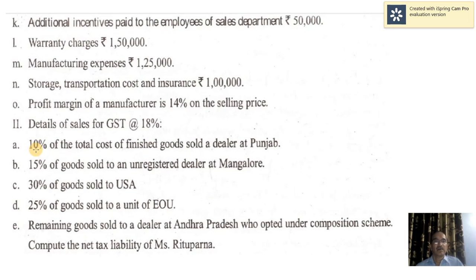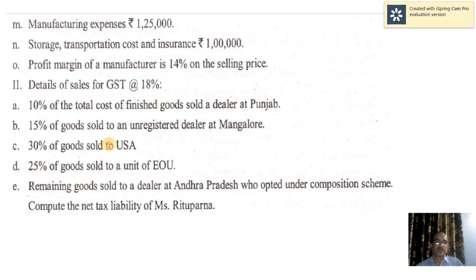Then details of sales for GST at 18%. 10% of the total cost of finished goods sold to a dealer at Punjab. So interstate sale. So IGST has to be calculated. 15% of goods sold to an unregistered dealer at Mangalore. So it doesn't matter whether you sell it to or supply it to registered or unregistered dealer. So it is intrastate transaction. So CGST and SGST are to be calculated.